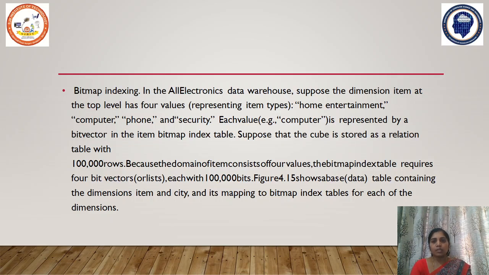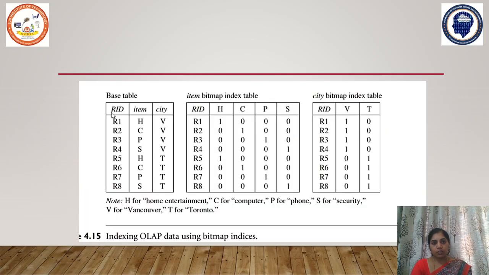Here we have a table which shows the dimensions item and city, and their mapping to the bitmap index table for each of the dimensions. See here you have RID, item and city. In RID R1 you have H here. So in the item bitmap index table, if you consider the row R1, the bit for H is made 1 because it is present here. That is your bit vector. It is made 1 and all other bits are zeros because we don't have those values here, right? In the same way you are going to represent R1 to R8 in the bitmap index table.